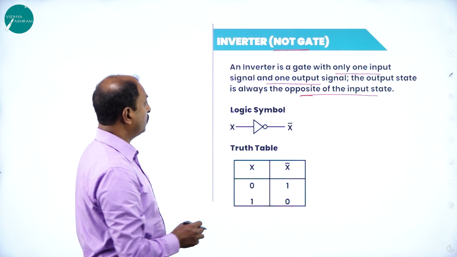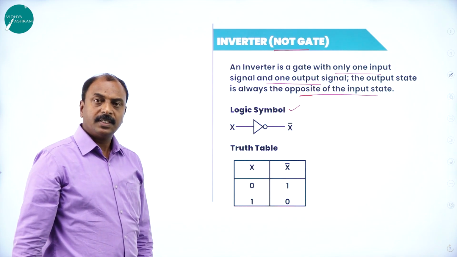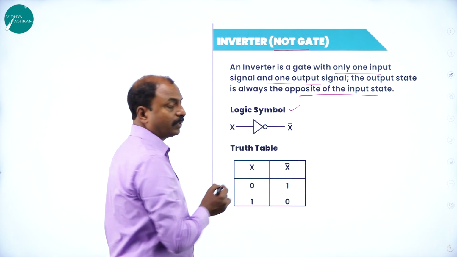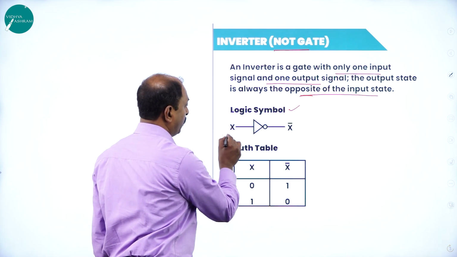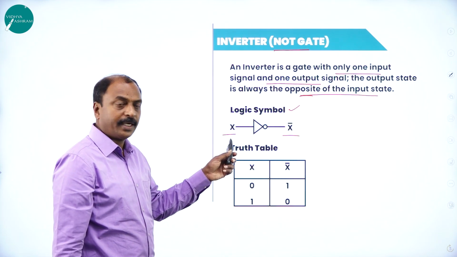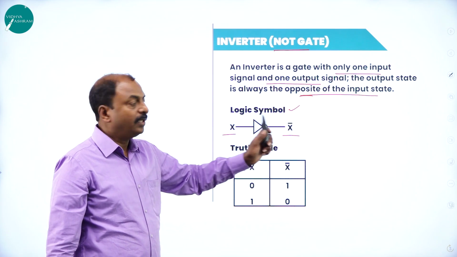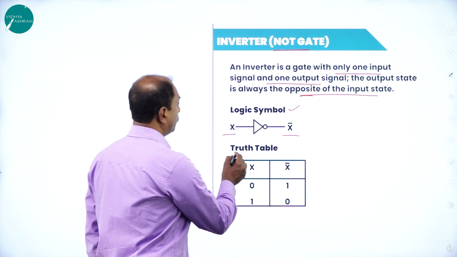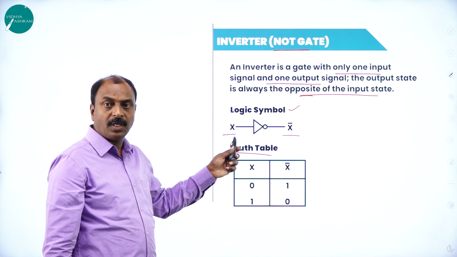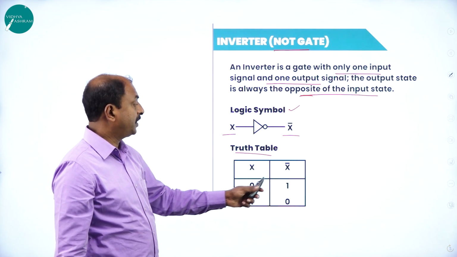For example, this is the logic symbol, the way we represent the NOT gate or inverter gate. Here this is X and this is X naught, the one output. It takes only one input and gives one output. X is the input and the output is the inverse or opposite of X, that is X naught. Now let us see what a truth table is. The possible combinations of the input variables, along with the output, are written inside a table called a truth table.